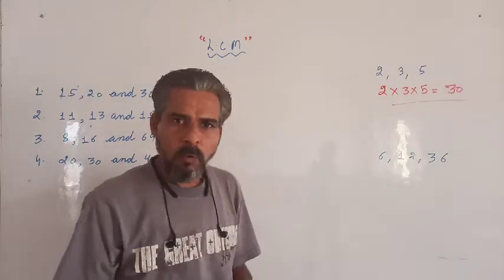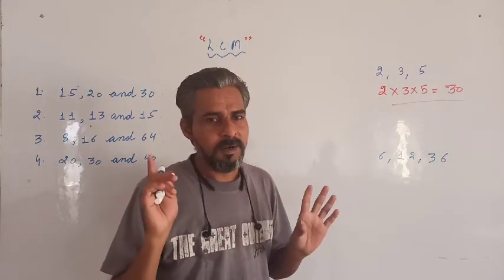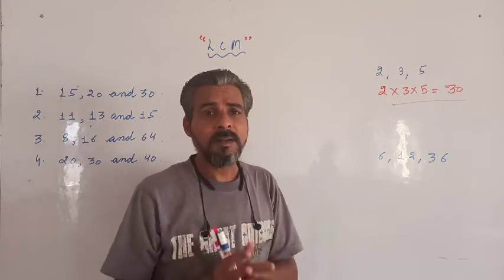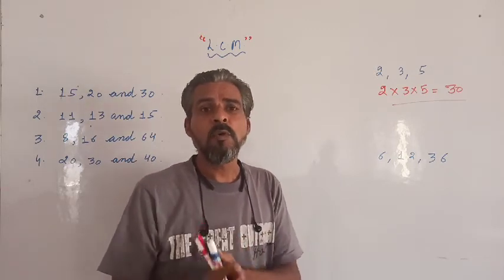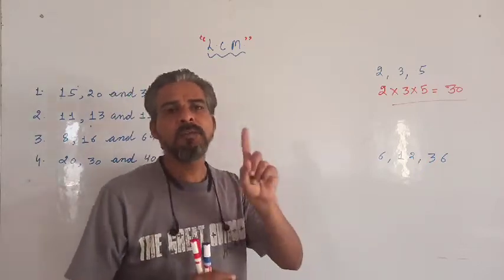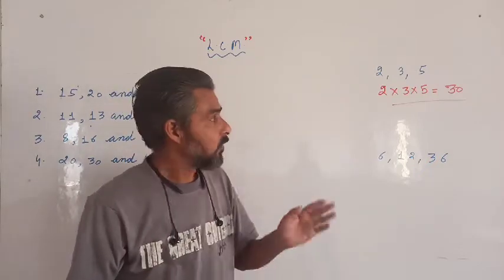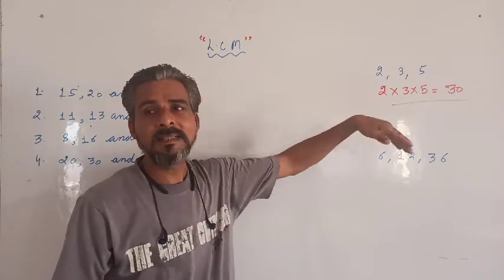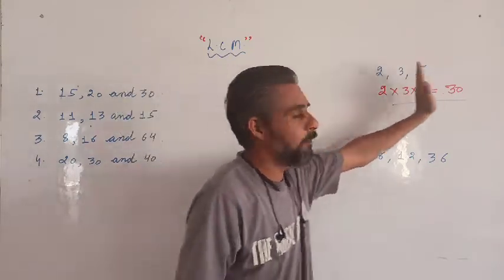Co-prime we discussed previously. What are the co-prime numbers? Co-prime numbers are the numbers having no common factor other than 1. 1 is the common factor of everything. So if we have to find the LCM of such co-prime numbers, the direct method is that we have to multiply them.